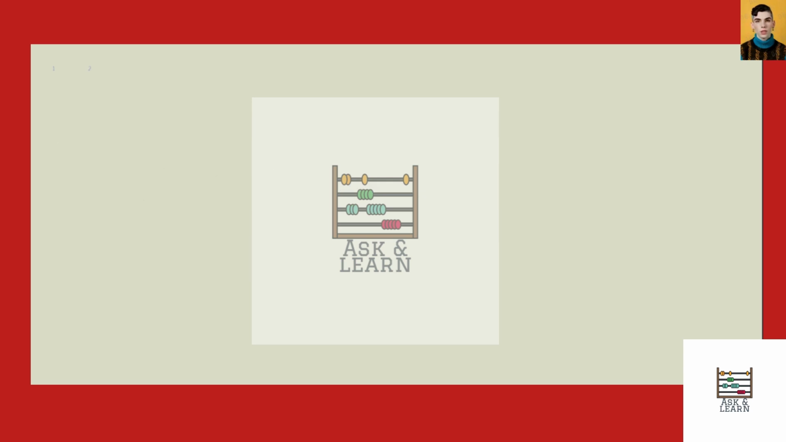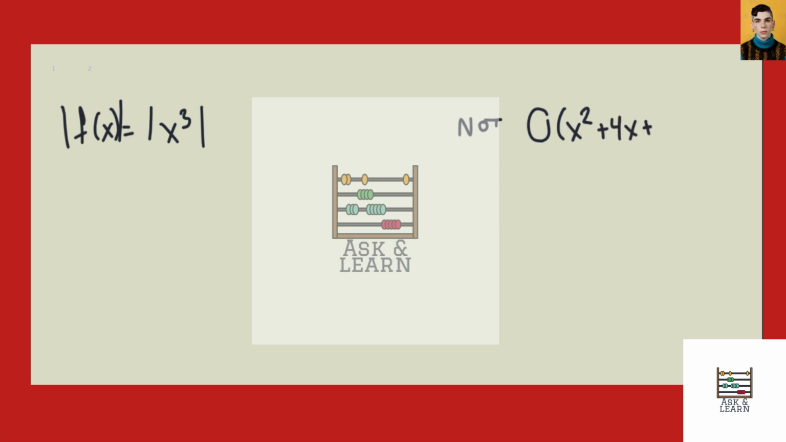Now for the second part, we want to show that f of x, taking the absolute value of that, x cubed, is not big O of x squared plus 4x plus 17. And really the thing to note here is that this x squared is a lower power than the function we're working with.